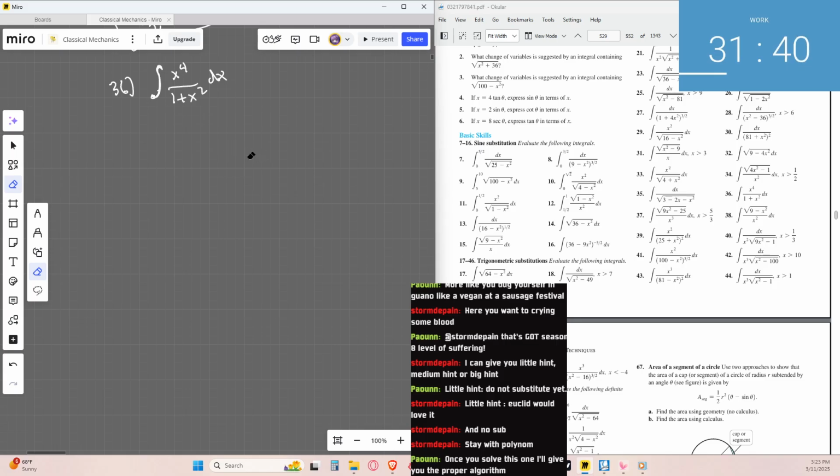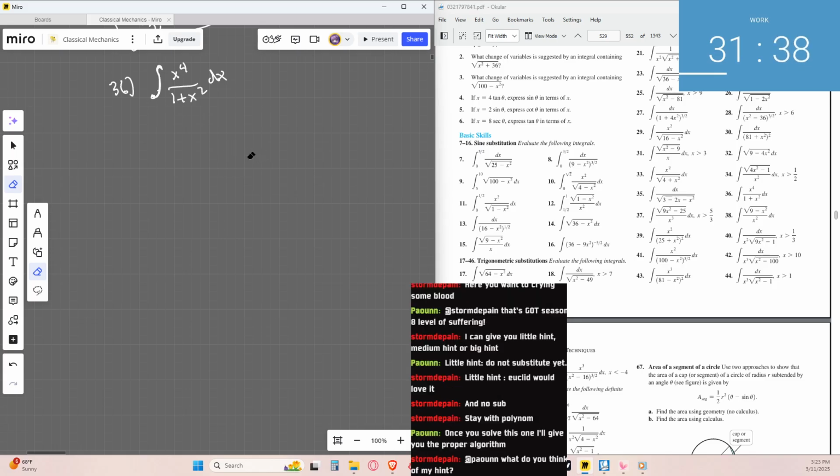Once you solve this one, I'll give you the proper algorithm. Okay. Yeah, because this chapter is all about trig sub. That's the reason why I was doing trig substitution.